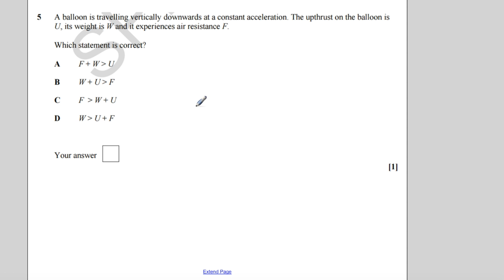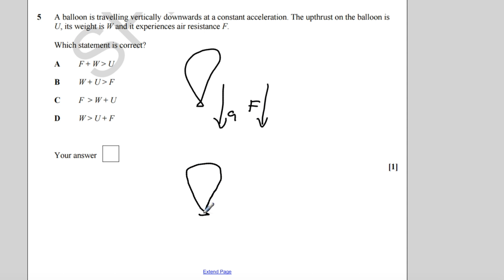Let's take a look at this one. This one involves a balloon, and the balloon is travelling vertically downwards with a constant acceleration. So it's accelerating downwards. This must tell us that there is an overall force, or the resultant force, in a downward direction. So let's have a look at the forces that could cause that downward force, and let's see if it matches any of these.